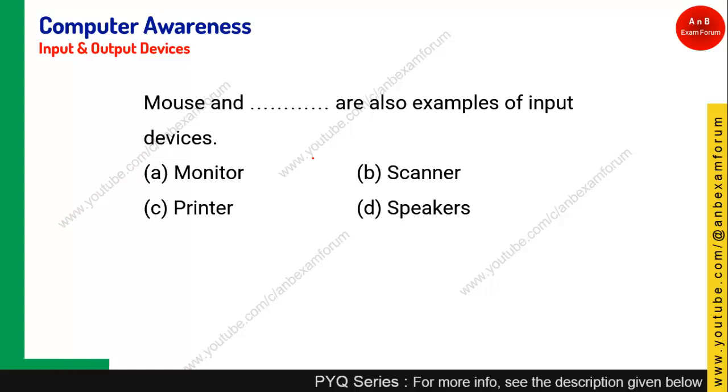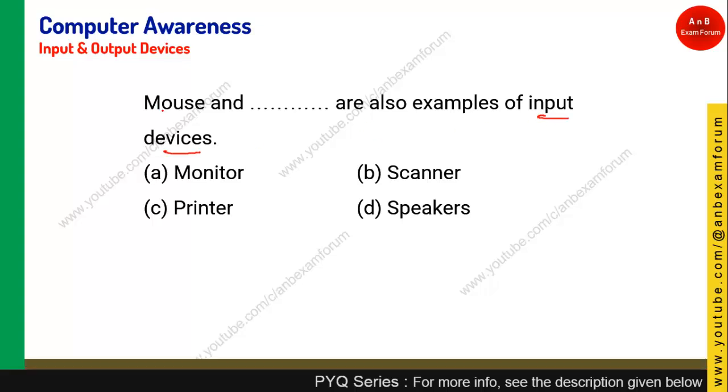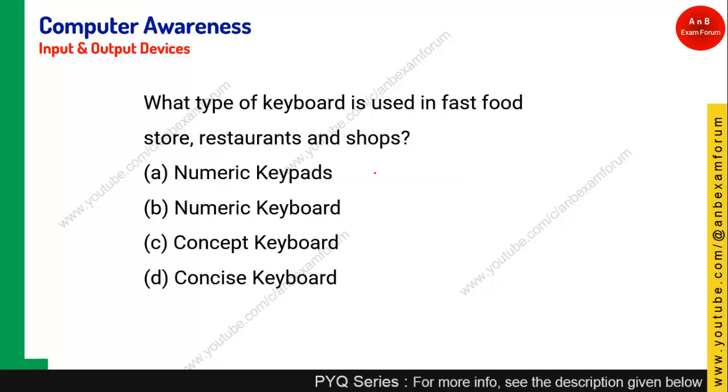Coming to the next question, let's see who can give the answer. Mouse and dash are examples of input devices. As you know, mouse is an input device, like the cursor which I am moving with the help of the mouse. There is another input device out of these four options. Yes, monitor is output, printer is output, speaker is output, scanner is the input device. So those who have given option B, well and good.